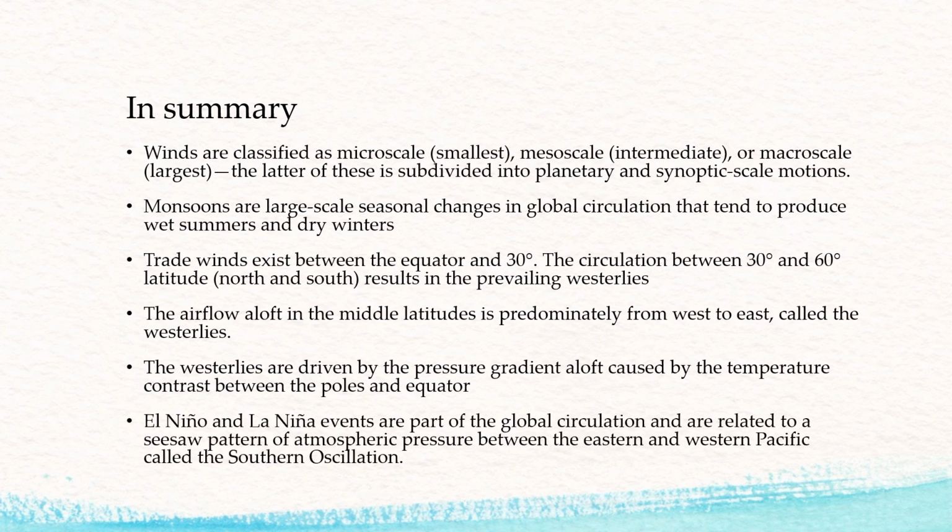And the last point is that El Nino and La Nina events are part of global circulation and are related to a seesaw pattern of atmospheric pressure between the eastern and western Pacific that is called the Southern Oscillation. So these are the main few points that you have to remember for today.